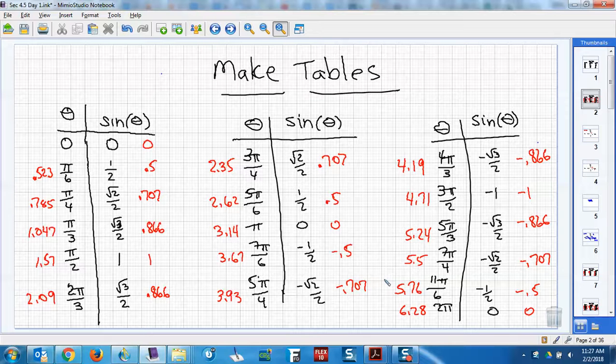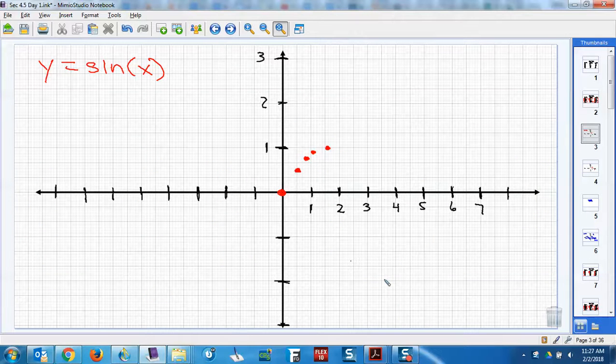Okay, go ahead and just keep plotting those. Right now I'm just talking to Jacob and Nick. We're not here today. So we just take our sine table and plot those values on a graph. Sine and then cosine.